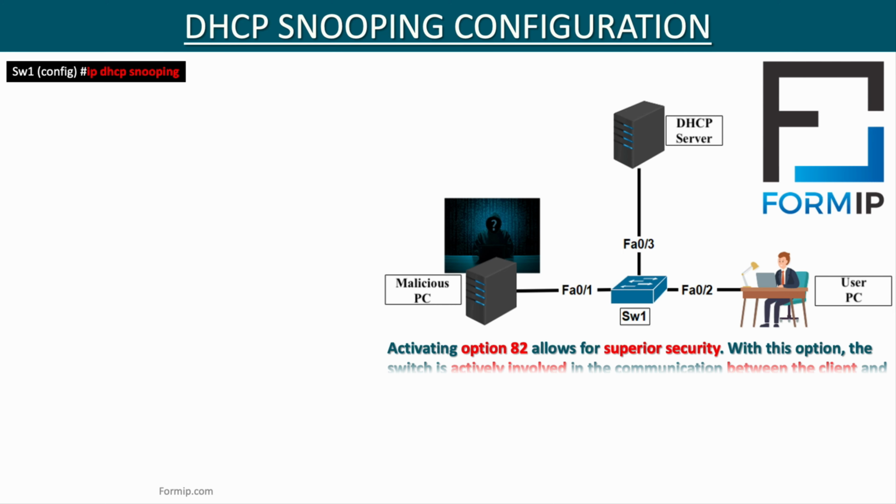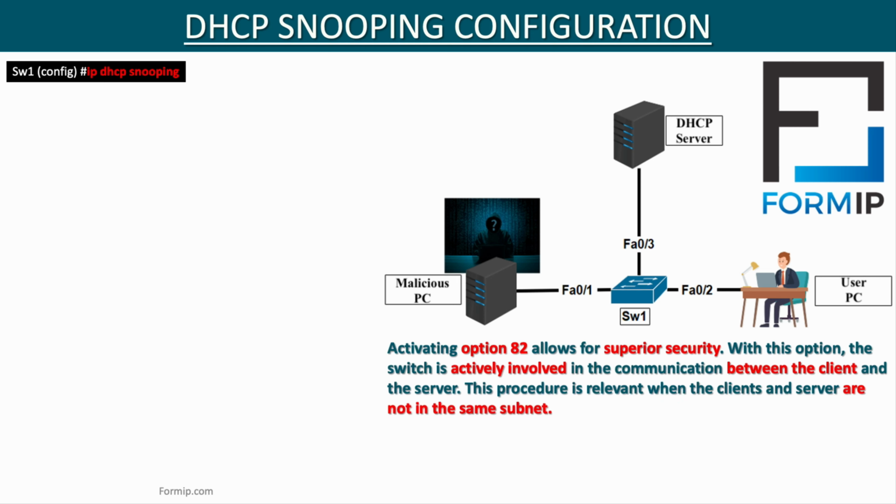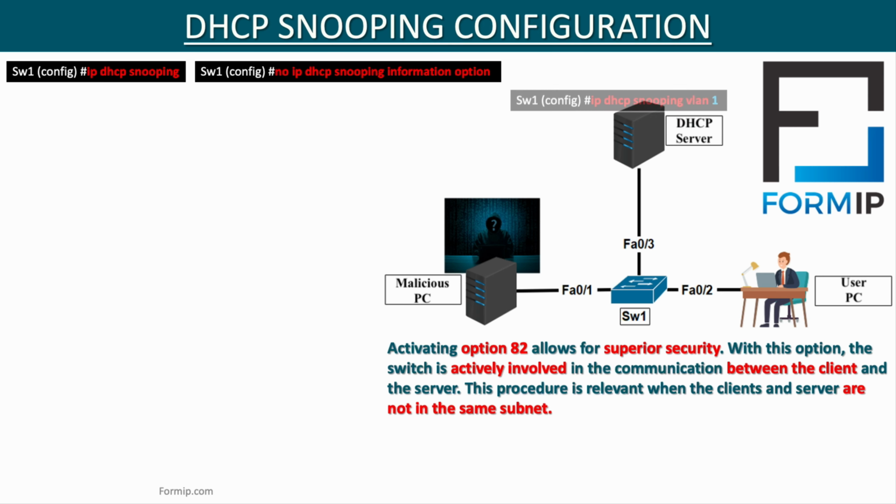To begin with, it is first necessary to activate DHCP snooping in general with the ip dhcp snooping command. By default, the switch adds option 82 to the DHCP discover before passing it to the DHCP server. Some servers don't like it too much and drop the packet. This is why, if the client no longer obtains an IP address after having enabled DHCP snooping, then the no ip dhcp snooping information option command must be used.